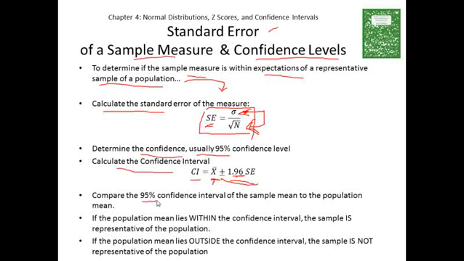I'm now going to compare this 95% confidence interval of the sample mean to the population mean. If the population mean lies within the confidence interval, the sample is representative of the population. If the population mean lies outside the confidence interval, the sample is not representative of the population. Let me show you an example of that in Excel.